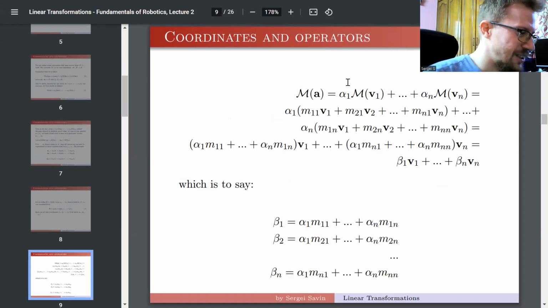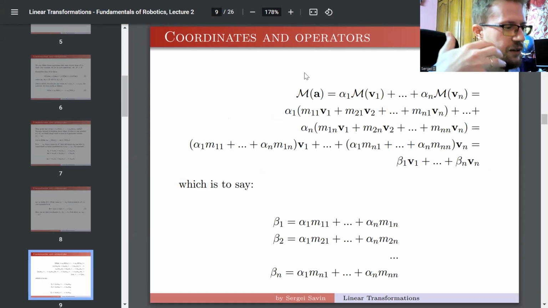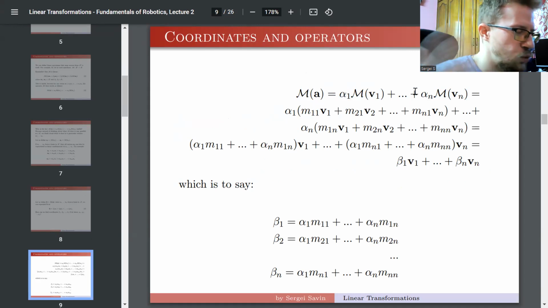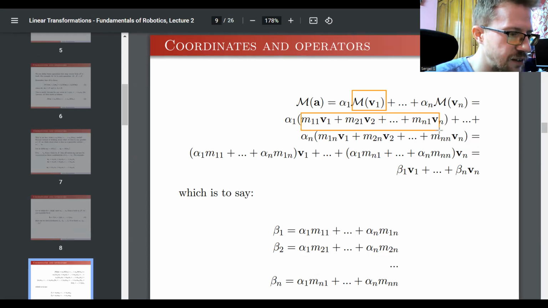Now, what we do is this. We want to apply M to A. We already know that this is the same as a linear combination of M of V1 plus M of V2, M of V3, etc., multiplied by alphas. Now we know what this is. We know that this is that. We know that this is that.